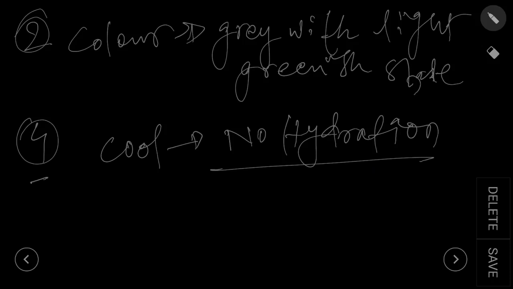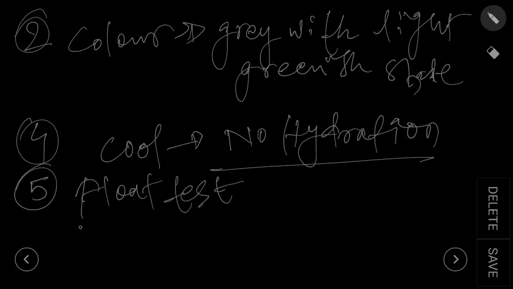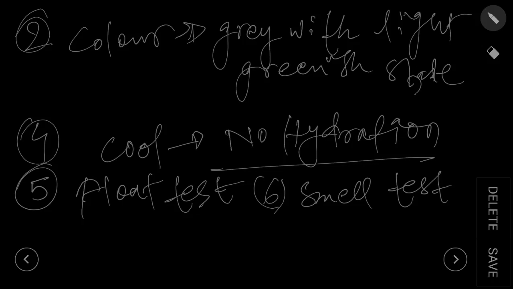The fifth thing you have to check is, just take a pinch of cement and put it in a bucket of water. It should sink. If the cement sinks, then it's fine. Remember, it should not float on the surface. That is the float test. The sixth test is the smell test. Just take a small amount of cement and try to smell it. If the cement has pounded clay or other adulterants, it will give you an earthy smell.